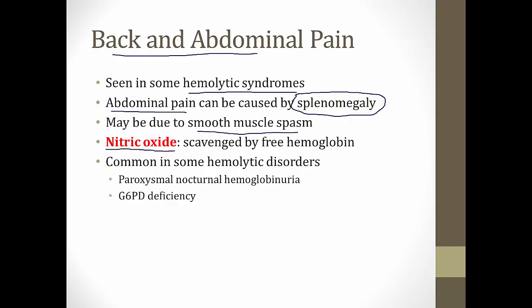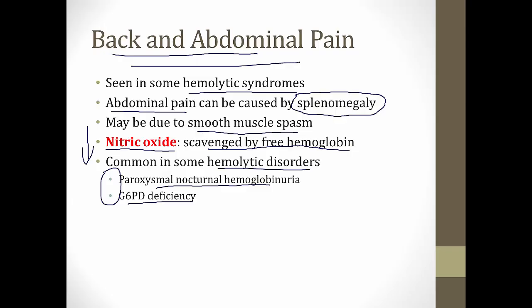You may know that nitric oxide is a smooth muscle relaxant, so if the level gets low, that can lead to smooth muscle spasm in the back and abdomen. It turns out that nitric oxide is scavenged by free hemoglobin, so if free hemoglobin is a prominent component of a hemolytic disorder, that can lead to low levels of nitric oxide, which can trigger smooth muscle spasm. And this is common in some hemolytic disorders, especially patients who have paroxysmal nocturnal hemoglobinuria or G6PD deficiency. In both of these disorders, patients have episodes of increased hemolysis, and during those episodes, they often complain of back and abdominal pain. And that concludes our module on basics of hemolysis.